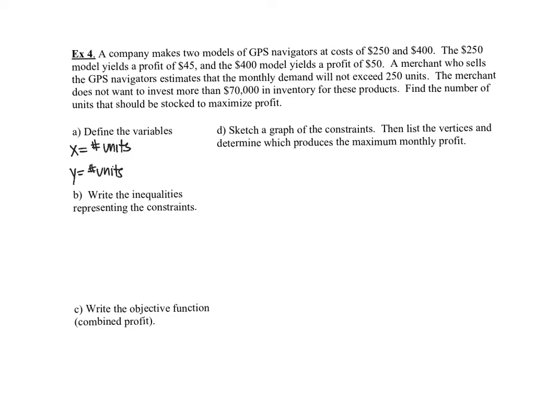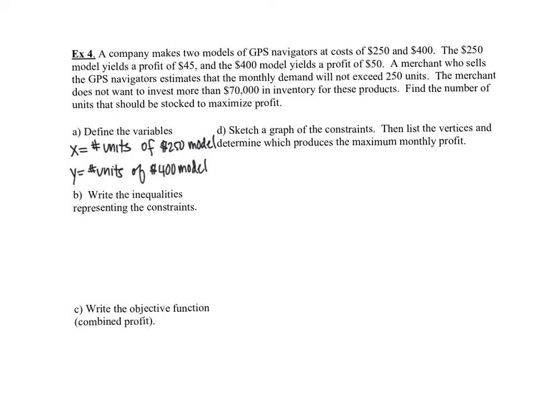Okay, so what are they making? They're making 2 models of GPS navigators. One costs $250 and one costs $400. So X is the units of the $250 model and Y is the units of the $400 model. And normally the question will tell you what two variables to set this up.